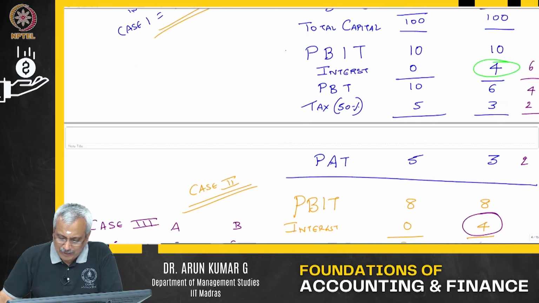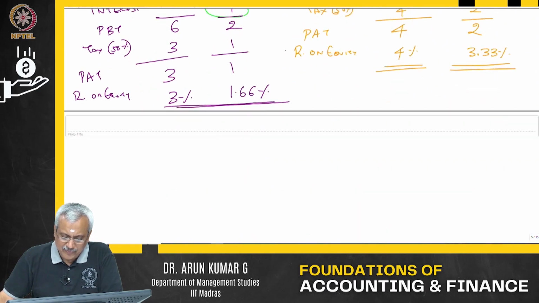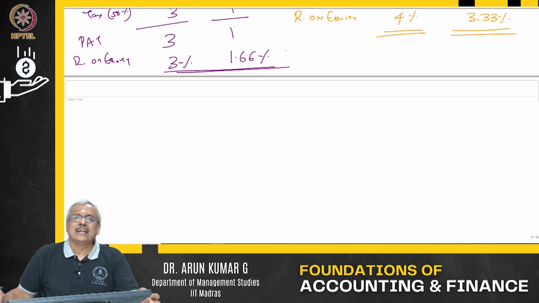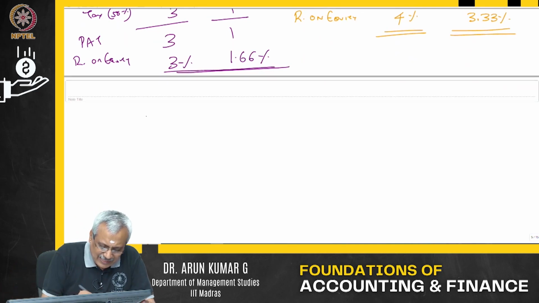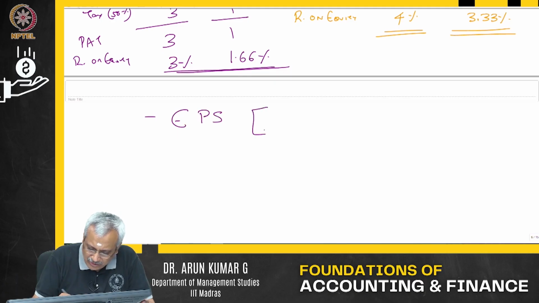Now the next aspect, equity holders, what are they interested in? The next one is called EPS, that is what we call earnings per share.